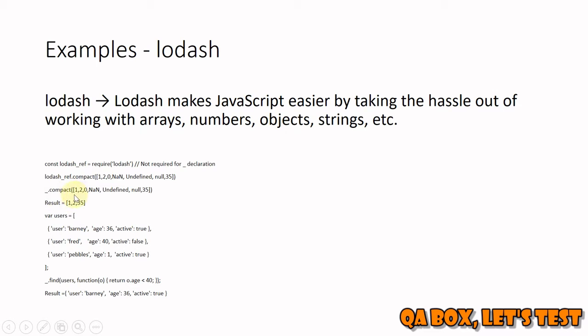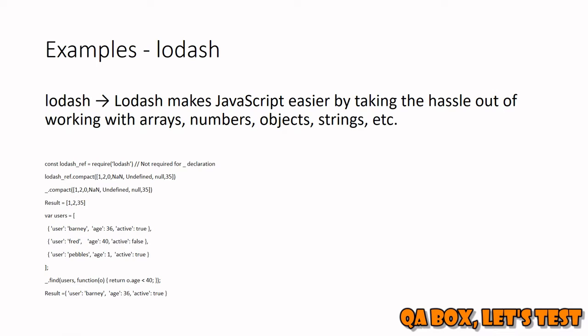let's understand this underscore dot compact, and let's say this is the array. What does compact do? It removes all those falsy values. Falsy values in this case are 0, NaN, undefined, null. So the result would be 1 2 3 5. So we want to work on valid data. What is valid data? 1 2 3 5.